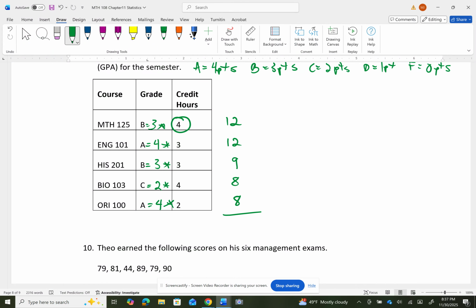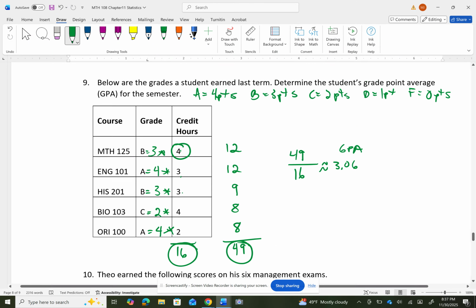So if you add up those, you're going to wind up with 49 quality points, and we're going to divide that by the total here. So that's 7, 10, 16 credit hours. So when we do that, we wind up with that turning out to be about 3.06 for a GPA. So you don't divide by 5 classes, you divide by 16. Okay, so 49 divided by 16.